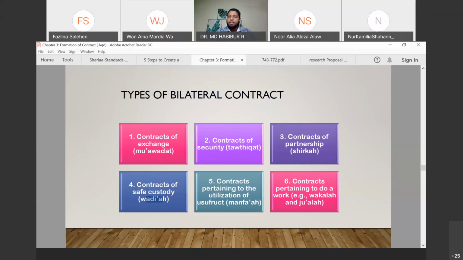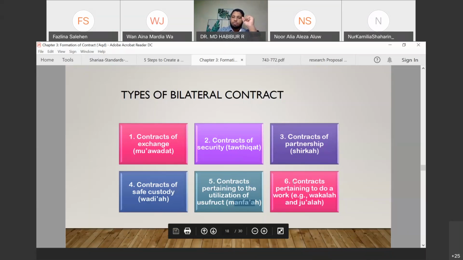Number 5, contract pertaining to the utilization of usufruct, manfa. We discussed manfa before, right? In the components of the mal, asset. So number 5 is contract related to manfa. For example, ijara. If you want to rent your house with money, then ijara. Aria means you want to rent your house free. So ijara is not free, but aria is free. But aria is donating the benefit only, not the asset.